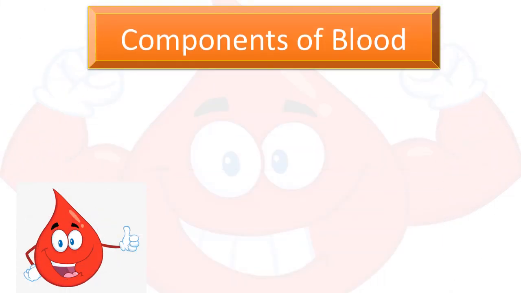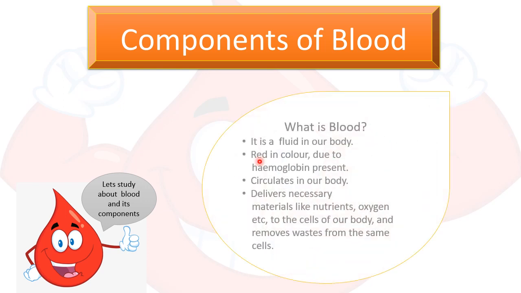Hello everyone. So let us study the components of blood in detail. Before proceeding with the components in detail, let us first know what blood is. We know that the blood is red in color. But why is this red in color? It is because of a pigment that is present in the blood which is called hemoglobin.